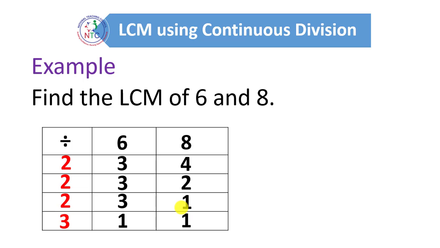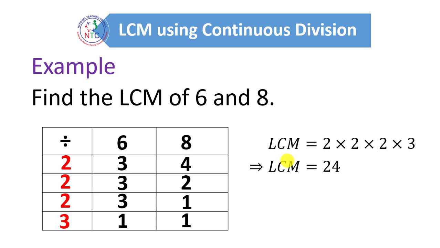So the LCM of 6 and 8 is simply gotten by multiplying the numbers we used in dividing until the final answers 1, 1 were reached. So in this case, our LCM is simply going to be equal to 2 times 2 times 2 times 3. And that gives us the answer 24. Okay, let's move to the next item.